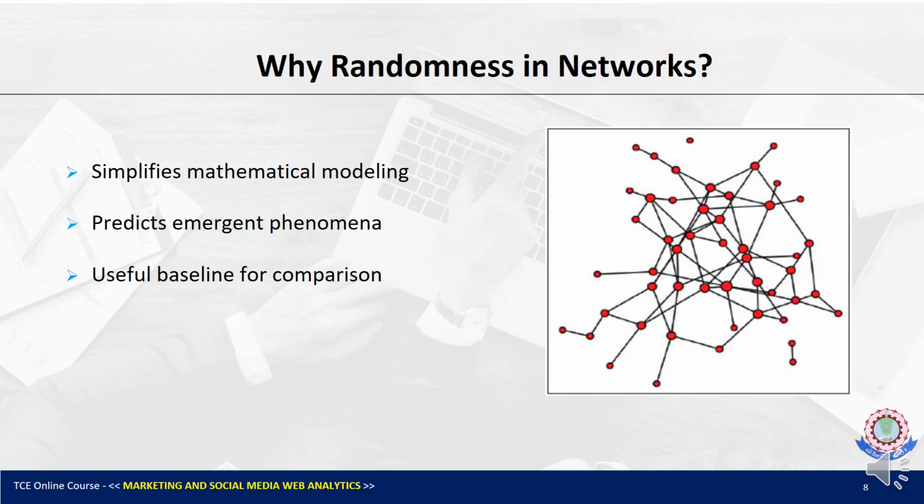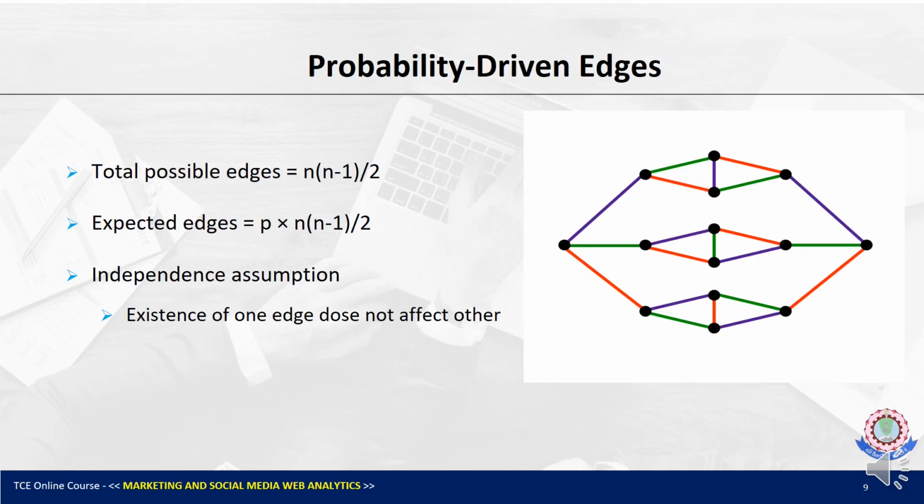Why randomness in networks? Randomness gives clean mathematical predictions, reveals emergent behavior, acts as a baseline, and helps us detect when real networks deviate from randomness. Probability-driven edges. The total number of possible edges equals n(n-1)/2. Using this formula, we can calculate the total edges, and for calculating the expected edges, we can use the formula p times n(n-1)/2. Each edge appears independently.